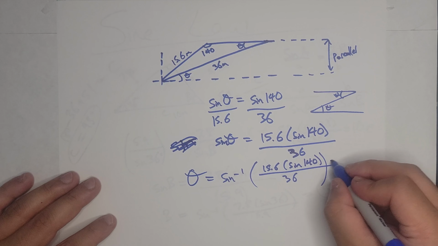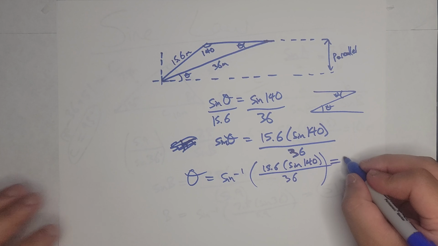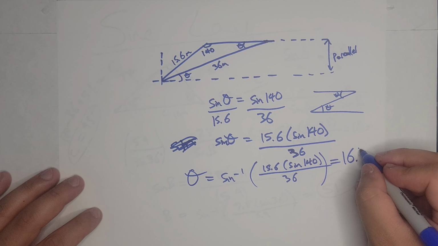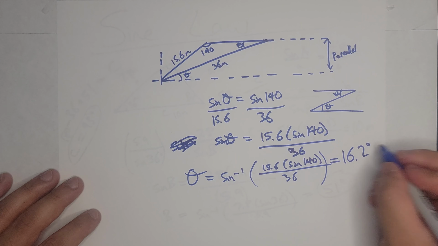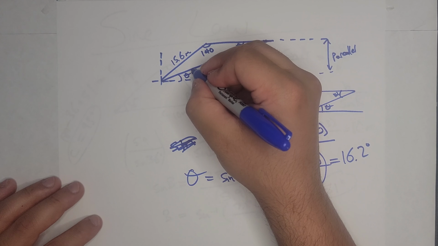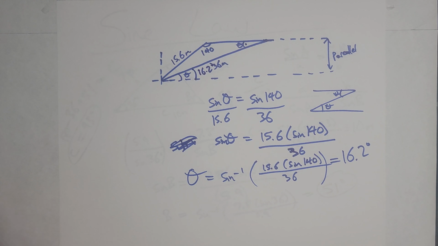then I should get about 16 degrees, or 16.1 or 2. But basically, once I found this angle, I can say that that is equal to this angle. And there you go. That is a quick refresher of the sine law.